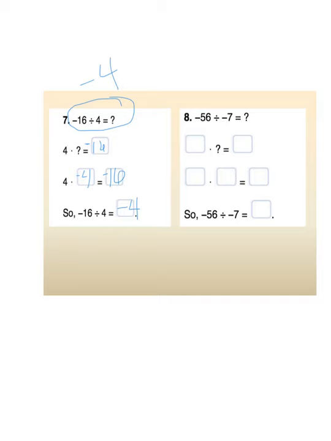So on A it says, remember we put our bigger number over here, and it's negative 7 times what will give us negative 56. Well, that's negative 7 times 8 will give us negative 56. So negative 56 divided by negative 7 is just 8. Once again, just put that into your calculator and you get a positive 8.